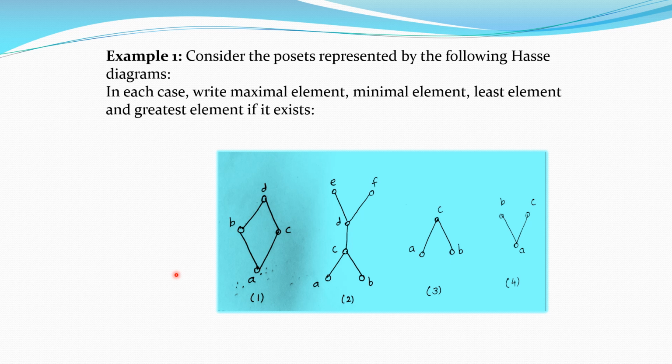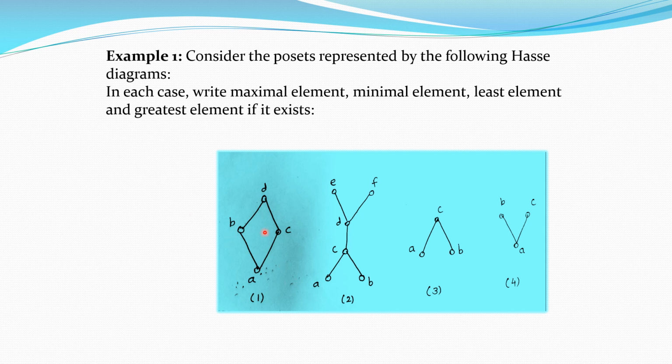Now, how to find least and greatest element? If you observe here, A precedes A, A precedes B, A precedes C, and A precedes D. So A is the least element because A precedes all elements of that set. Now, A precedes D by transitivity, A precedes C, and A precedes B. Then B precedes D, C precedes D and D precedes D. It means all elements are preceding D and so D is the greatest element by definition.